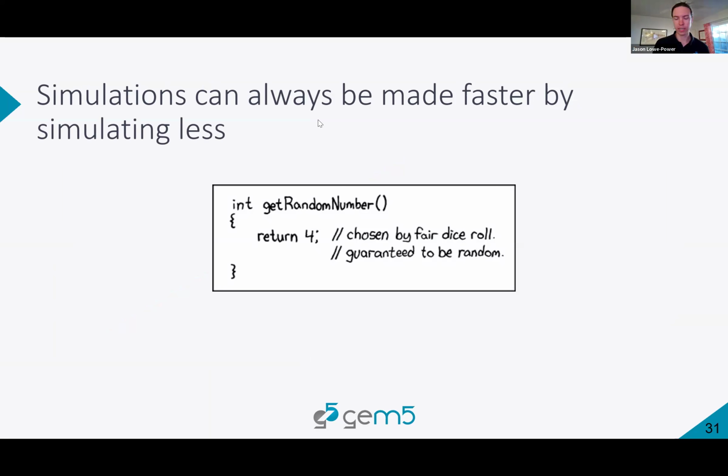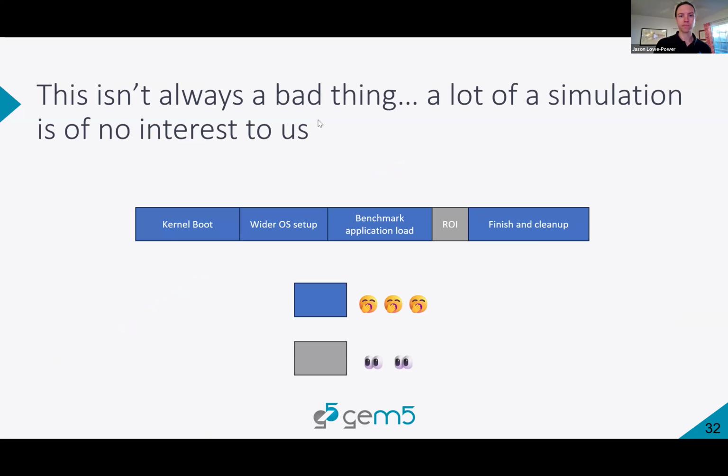So for instance, this XKCD about random numbers. A lot of simulations look something like this, especially when we're doing full system simulation. So we boot the kernel, we boot the rest of the operating system, like systemd and things like that. We then start running the benchmark, but the benchmark has to load a bunch of data and initialize things. And then we get to the region of interest that we actually care about.